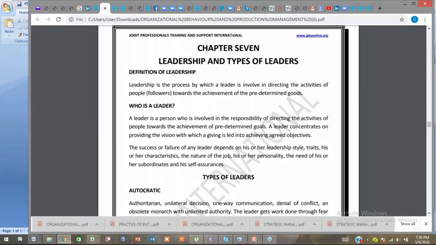So, definition of leadership. Leadership is a process by which a leader is involved in directing the activities of people, followers, towards achievement of the predetermined goals. Not goods, goals. There are some errors in this write-up. Goals. So a leader is someone. Leadership is a process that is involved in directing the activities of people.